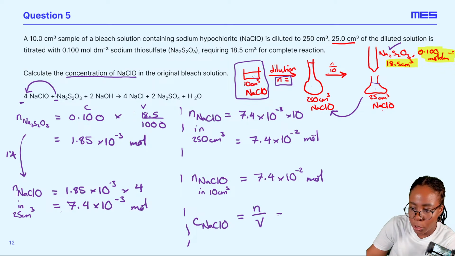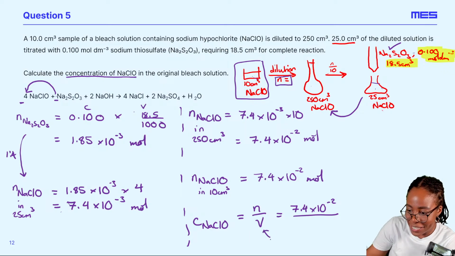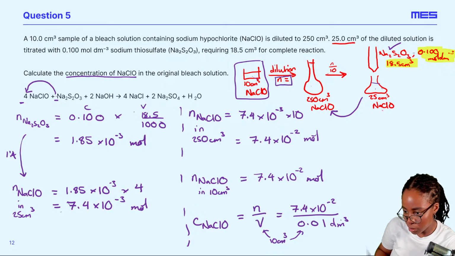moles over volume. Moles, 7.4 times 10 to the minus 2. Volume was 10 centimeters cubed, which we're going to divide by 1,000 to give us 0.01 decimeters cubed. And then we get whatever our answer is.